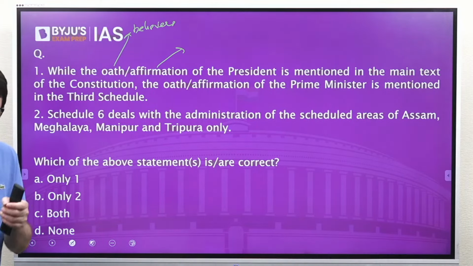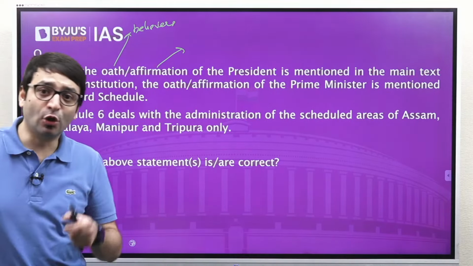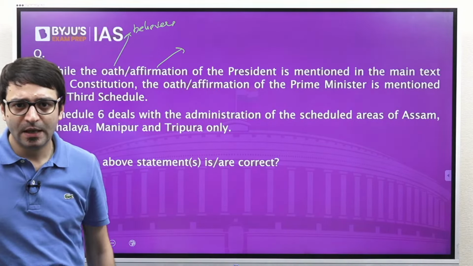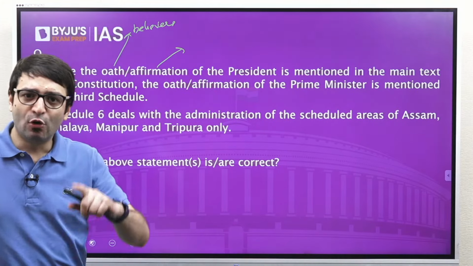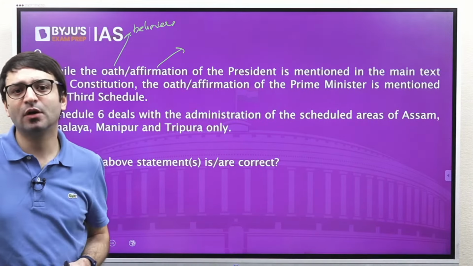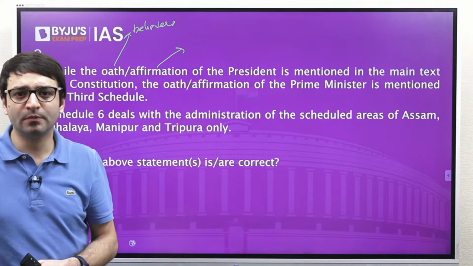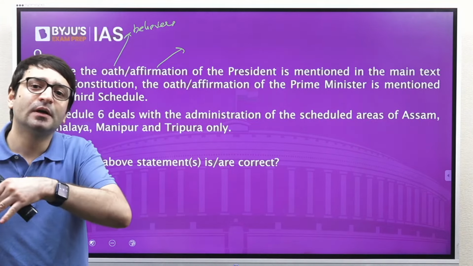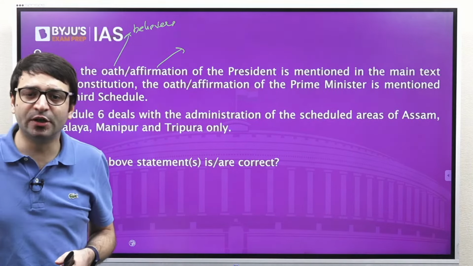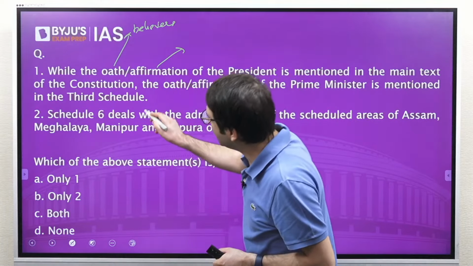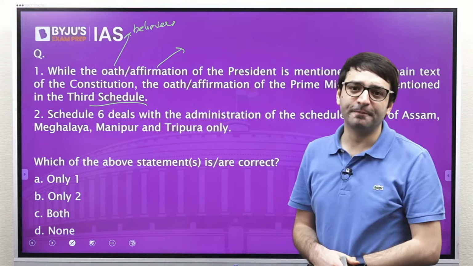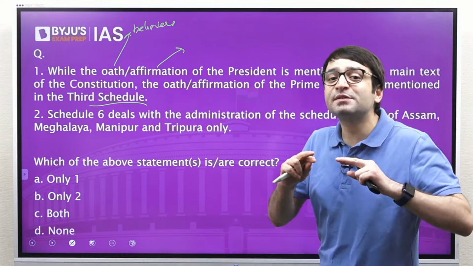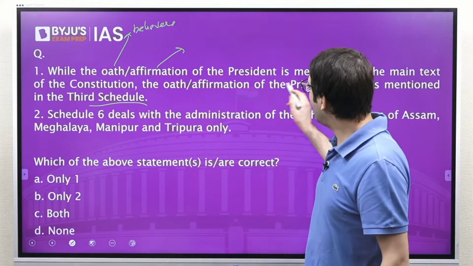That's the difference. The oath of the President, the oath of the Vice President is mentioned in the main text of the Constitution. But the oath of a minister, oath of a candidate contesting election, oath of the judge of a Supreme Court, oath of the judge of a High Court, oath of, let's say, Comptroller and Auditor General of India. Where is it mentioned? It is mentioned in the third schedule of the Constitution. But shall I dare tell you something interesting? There is no explicit oath of a Prime Minister.